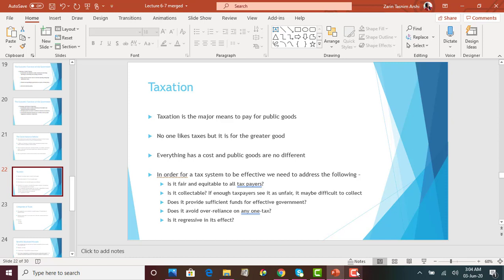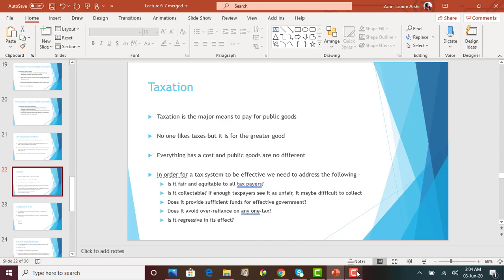Then, does it avoid over-reliance on any one type of tax? Now there can be different types of tax, right? We have social security tax, we have income tax, we have property tax, we have capital gain tax. So what it's saying is, is the tax system dependent specifically on the income tax, or is the tax system specifically dependent on the property tax? So it should not be over-reliant on any one type of tax. Income should be coming at a healthy amount from each of the sources.